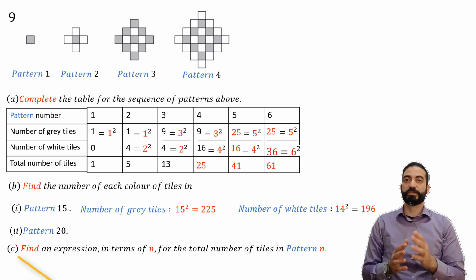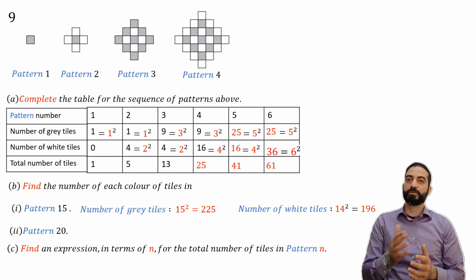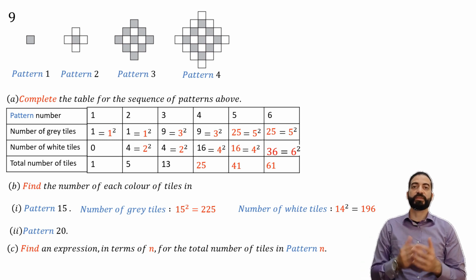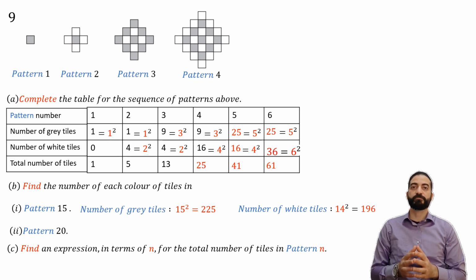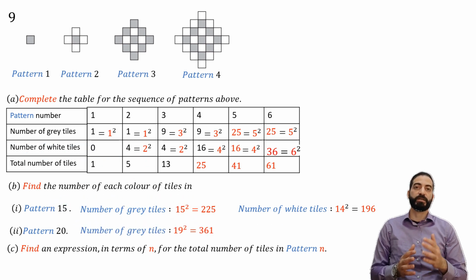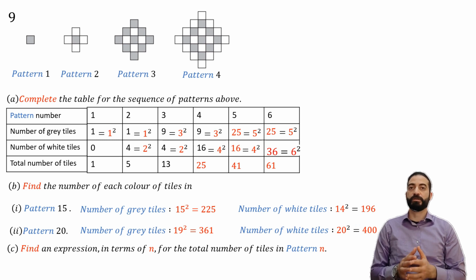We now come here, pattern 20. Because 20 is an even number, we must take the number before it, which is 19, an odd number, to get the number of gray tiles. Now the number of gray tiles is 19 squared. We now come to the number of white tiles. Because 20 is an even number, the number of white tiles is 20 squared.